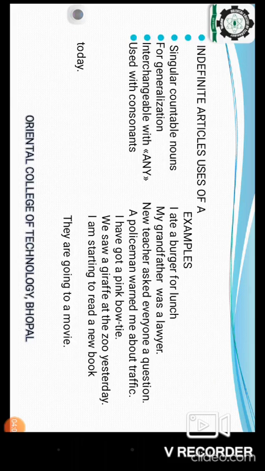Indefinite article uses of a. Singular countable nouns for generalization, interchangeable with any, used with consonants. Example: I ate a burger for lunch. My grandfather was a lawyer. The new teacher asked everyone a question. A policeman warned me about traffic. I have got a pink bow tie. We saw a giraffe at the zoo yesterday. I am starting to read a new book. They are going to a movie.